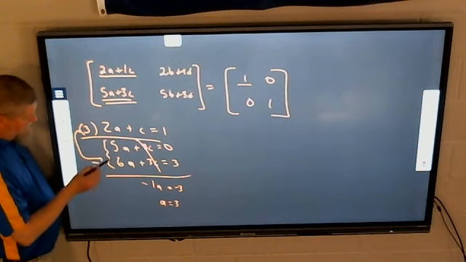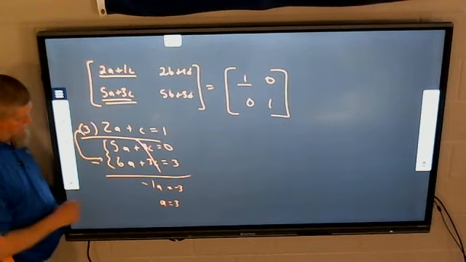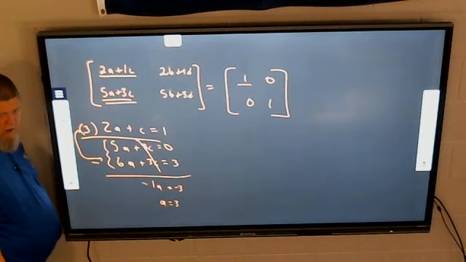How would we use the determinants? Oh, we're subtracting it from the other one. 5 minus 6 is negative 1. That's just the way I wrote it.